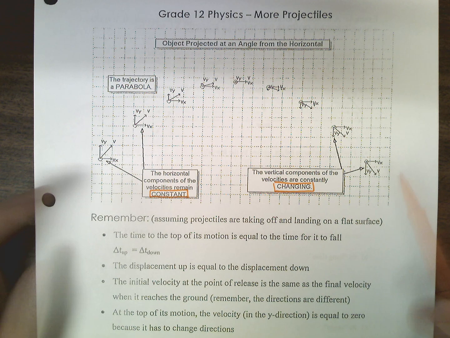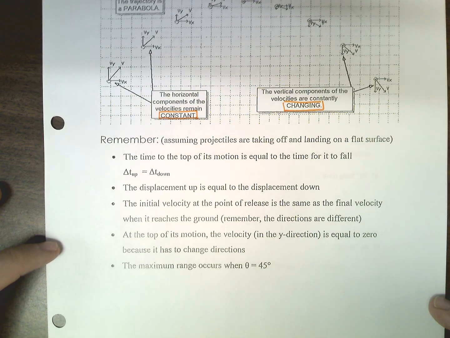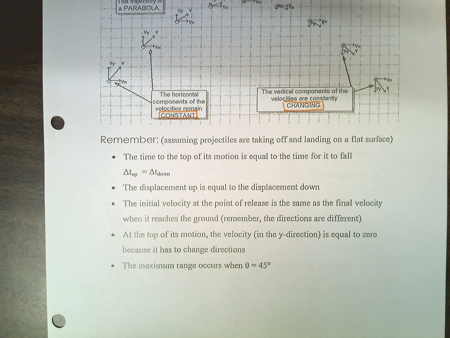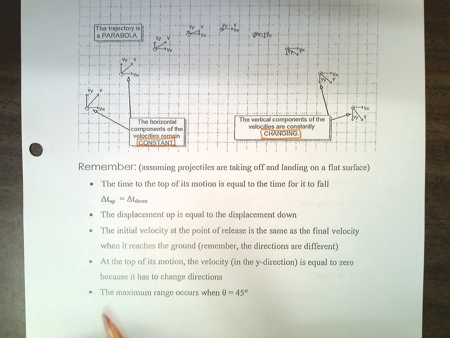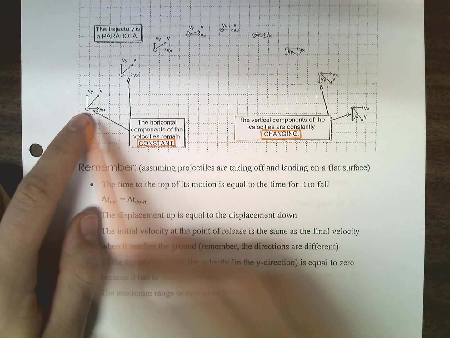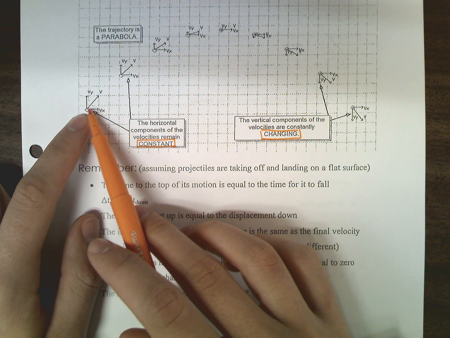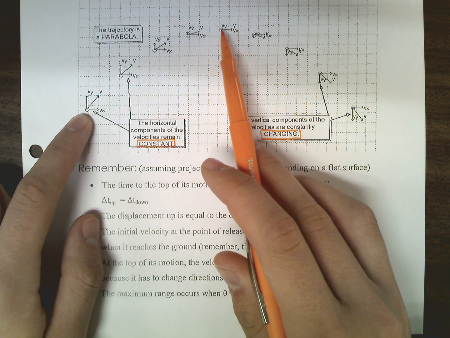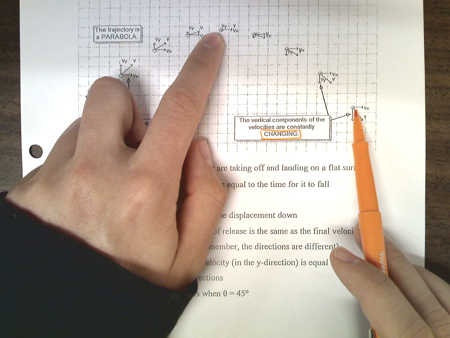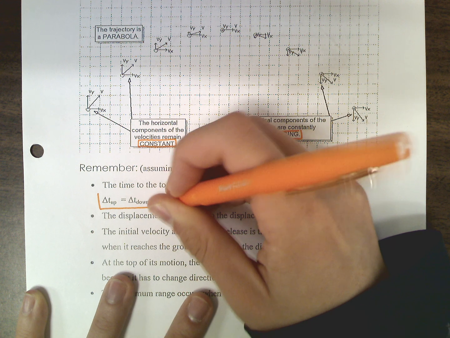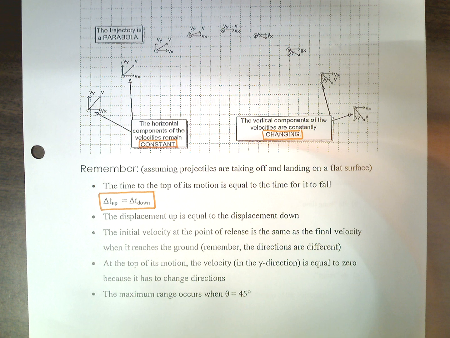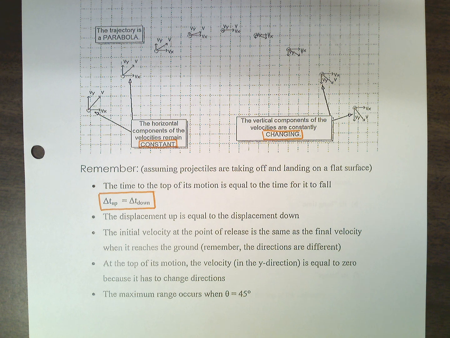Okay, now a couple things to remember, which will help us to solve these problems as we're about to do them here. The time that it takes for the object to reach the top of its motion is equal to the time that it takes for it to fall back down to the height where it began. So for the object to go from here up to here is equal to the time it takes for it to go from here down to here. That is extremely useful for us. So the change in time on the way up is equal to the change in time on the way down.